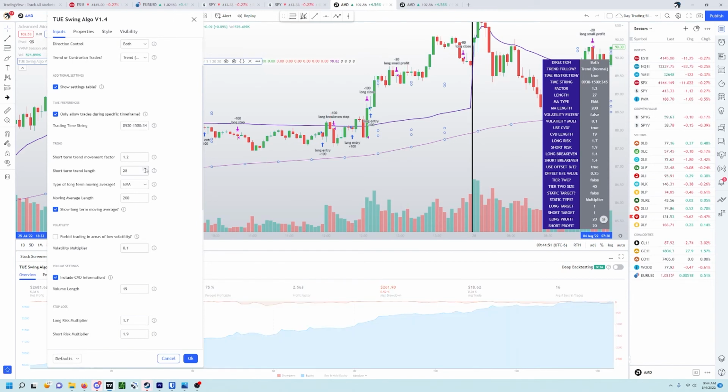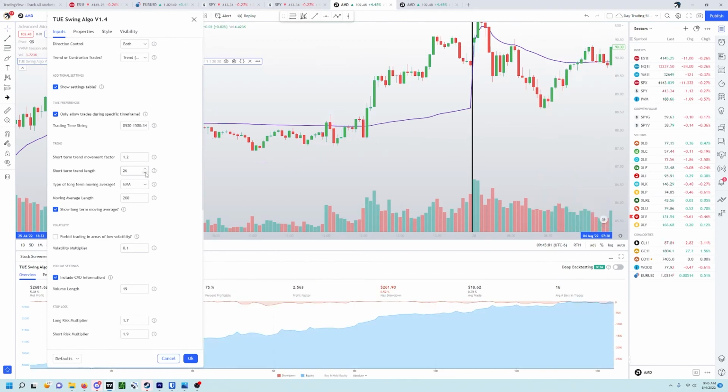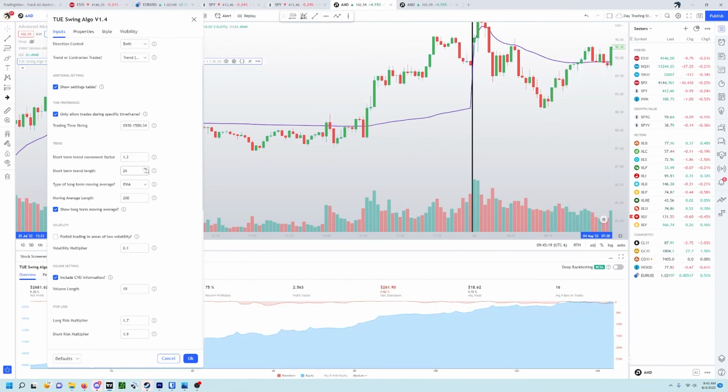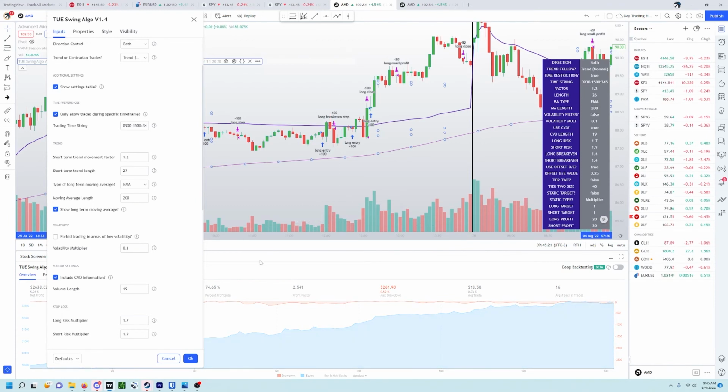27 might be a little better. I'm sorry, 20. Yeah, 27. Yeah, 75, 2.56. Yeah, 27 is slightly better now. See that? How I just changed a little bit. Double check the drawdown. That drawdown doesn't change.